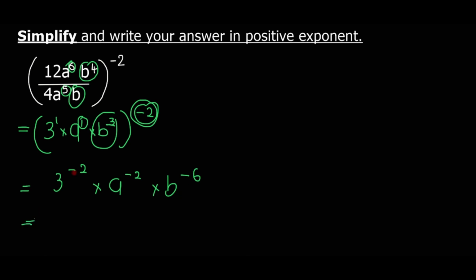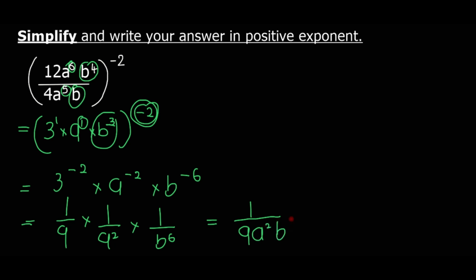And then from here, 3 to the power negative 2 is 1 over 9. And then we change this one into a positive exponent. Of course, we write 1 over a squared. And then this one we write 1 over b to the power 6. Really the same answer. And then we write 1 over 9 a squared b to the power 6. So it's the same thing. It's all up to you when you approach which method.